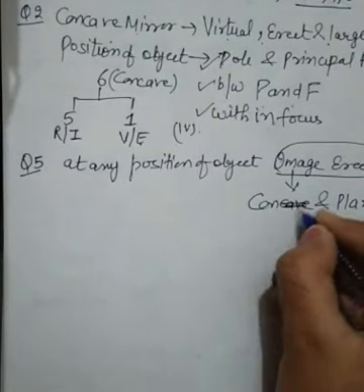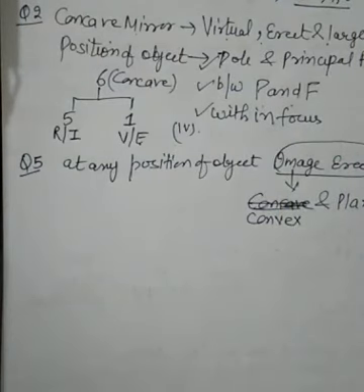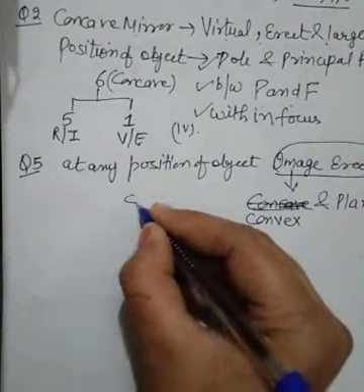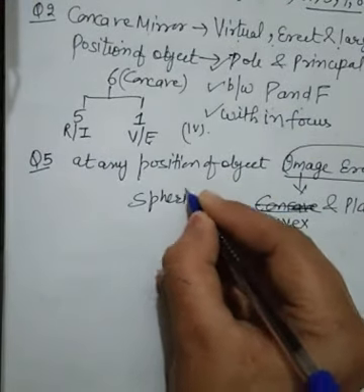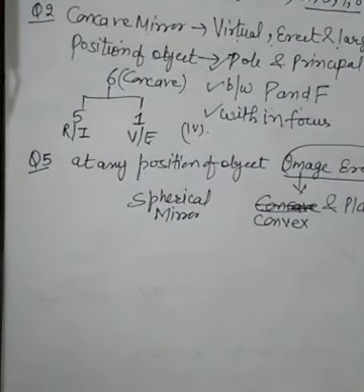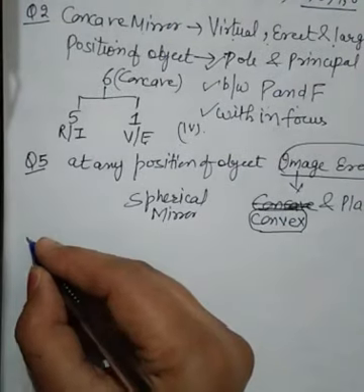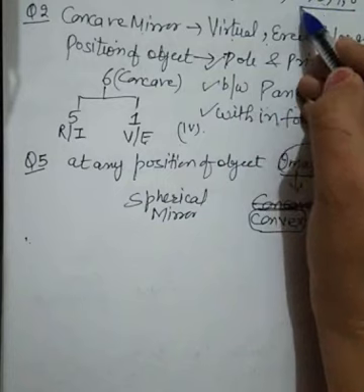That is not concave, that is a convex one. Convex and plane mirrors always produce virtual and erect images, but the question asks to name the spherical mirror. So for the word spherical we have to answer with a spherical mirror, that is a convex mirror. The image is erect in both plane mirror and convex mirror, but when we are asking about spherical, then you have to respond only convex. So convex mirror is the exact answer. Now question number 2 done, 5 done.